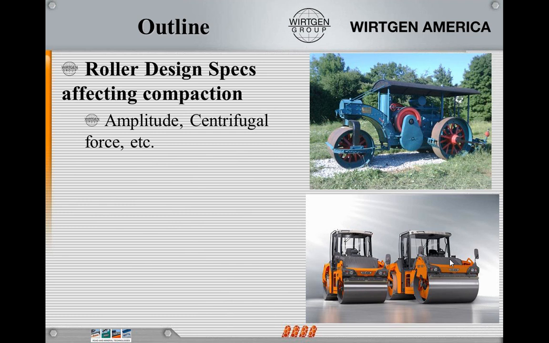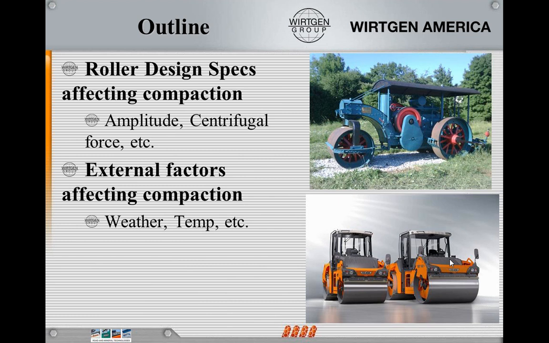We're going to go through a little bit of an outline. We're going to talk about roller design specs affecting compaction. We're going to mainly talk about the amplitude, centrifugal force, and frequency, and speed, and how they all tie together. We're also going to talk about some external factors affecting compaction. We're going to talk about weather. We'll talk about temperature. And when we talk about temperature, there's three main temperatures that we talk about: the base temperature, the mix temperature, and the air temperature. One of those three we have a tendency to control a little bit, but the other two, Mother Nature is in control of those.